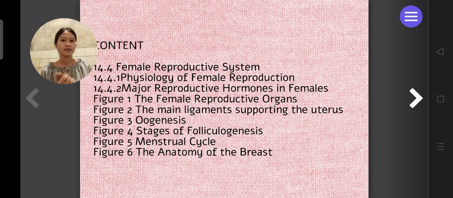Our content: first, female reproductive system. Second, physiology of female reproduction. Third, major reproductive hormones in females. Figure 1, the female reproductive organs. Figure 2, the main ligaments supporting the uterus. Figure 3, oogenesis. Figure 4, stages of folliculogenesis. Figure 5, menstrual cycle. And last, the anatomy of the breast.